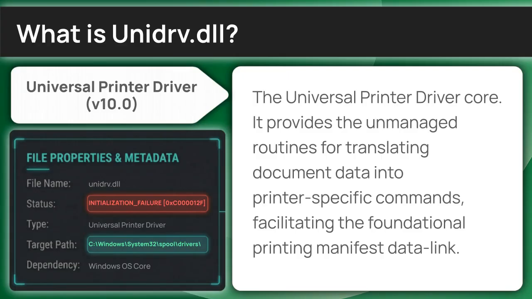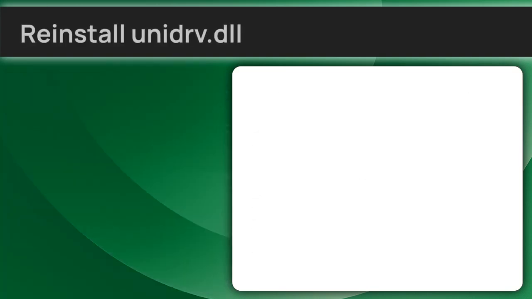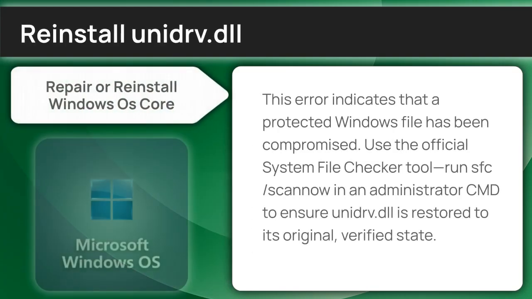Now that you have the context, let's move into the repair process with a fresh installation. This error indicates that a protected Windows file has been compromised. Use the official System File Checker tool. Run sfc /scannow in an administrator CMD to ensure the Unidrv DLL is restored to its original verified state.